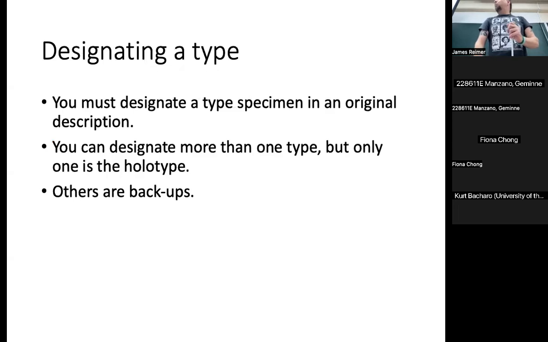So when you have an original description, when you are describing a new species in your paper, you must designate a type specimen. For example, if you have Kondo's anemone, and you have 20 specimens of this anemone, you have to choose one. Say this is the type. You have to point your finger. So in other words, when you describe a species, you must designate a type.